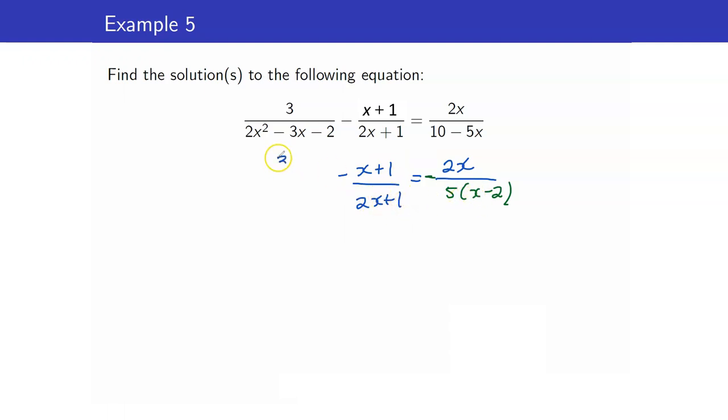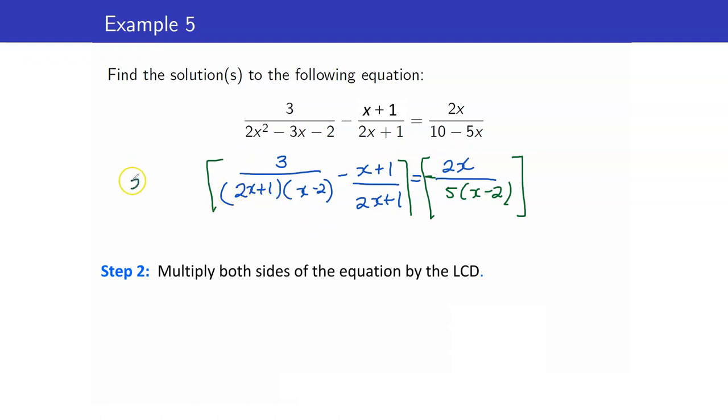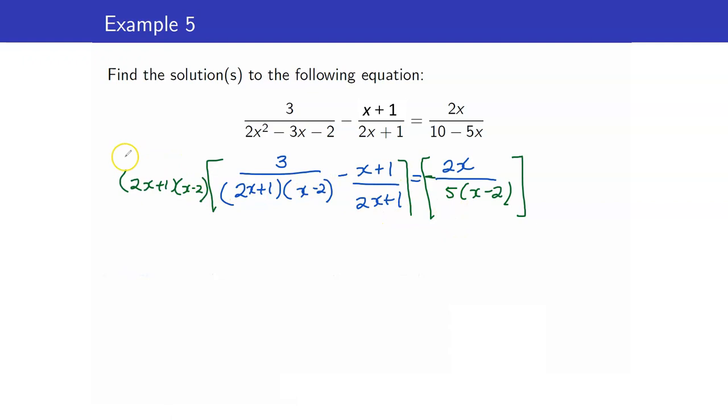Now, the reason why I started with this is so that when you factor this, I already have an idea that this one is actually 2x plus 1 times x minus 2. Right? Let us check. 2x squared minus 4x plus x, that's minus 3x minus 2. We are right. And then we can now get the LCD. What is the LCD? Our factors in the denominator are 2x plus 1 times x minus 2. What else? I also have a 5. So I have to put my 5 here. 5 times 2x plus 1, x minus 2.